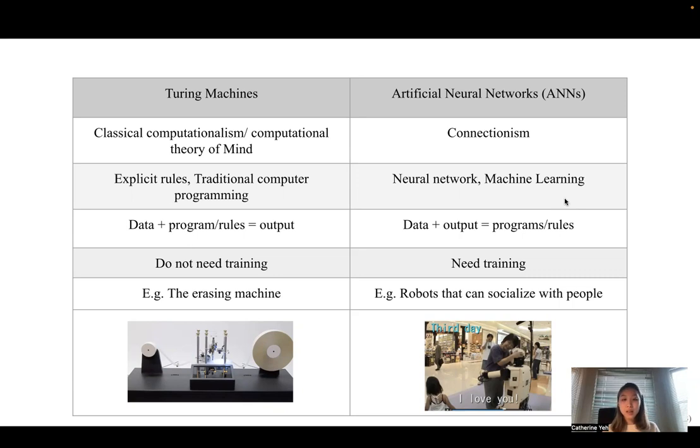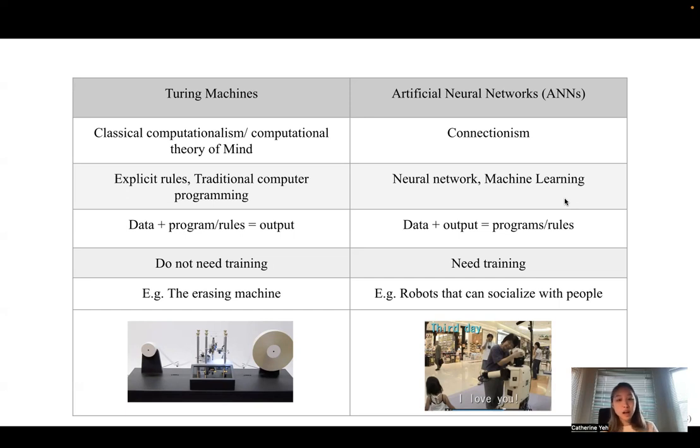For example, the erasing machine works based on two explicit and very simple rules, which is if it encounters 0, it will just move right, and if it encounters 1, it will erase the 1 and replace it by 0 and then move right after that. So it doesn't need any training. As long as you give it a string of code, just like a bunch of 1s and 0s, and also give it the rules you want it to operate by, it will just operate immediately.